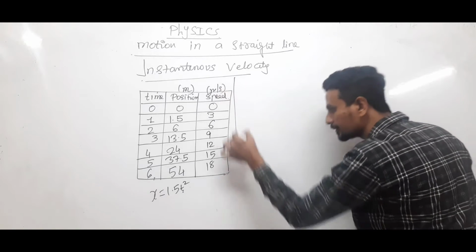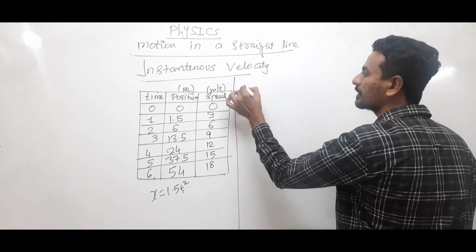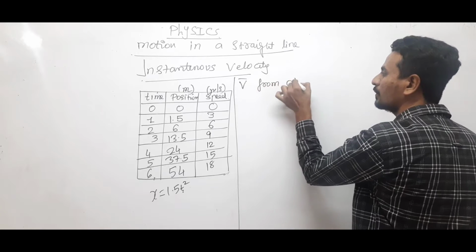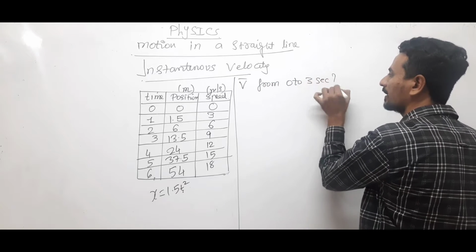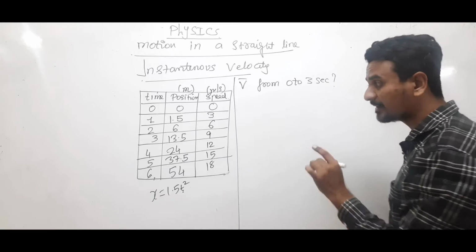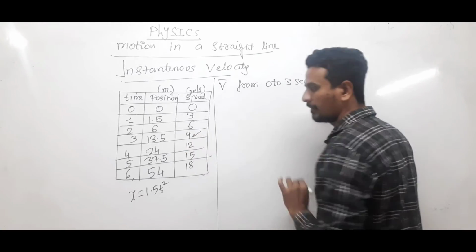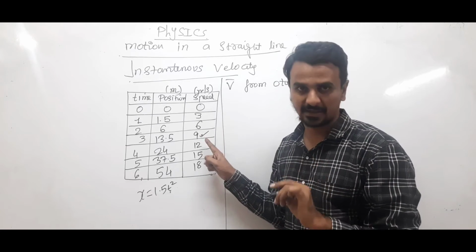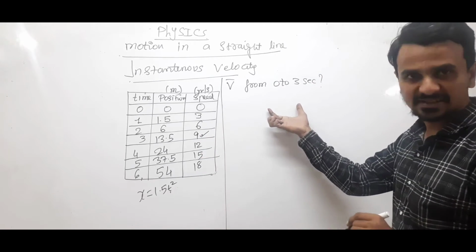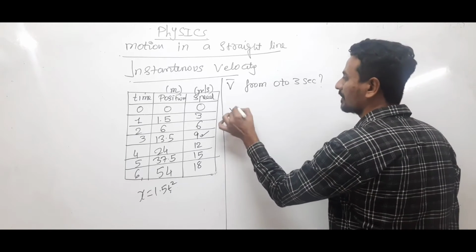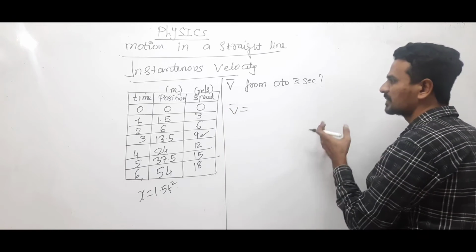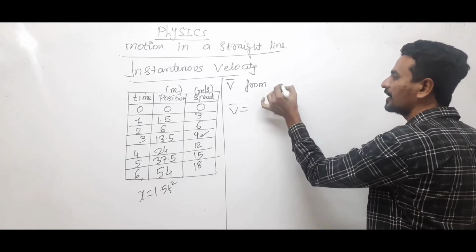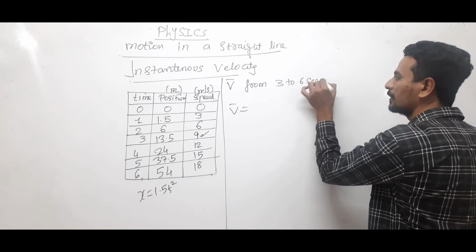Suppose I want to calculate the average speed from 0 to 3 seconds. At 3 seconds the speed is 9; this is the instantaneous speed at 3 seconds. Now I am calculating the average speed between two instants. It's not compulsory to take 0 to 3; you can take 3 to 6, 3 to 5, any interval. Suppose 3 to 6. Let us calculate for 3 to 6.